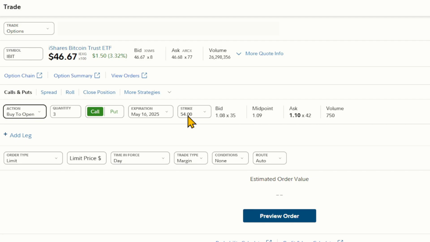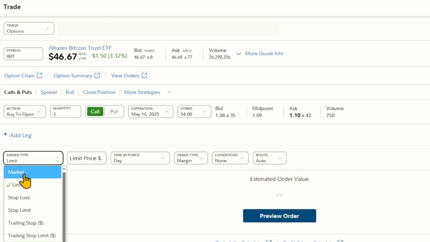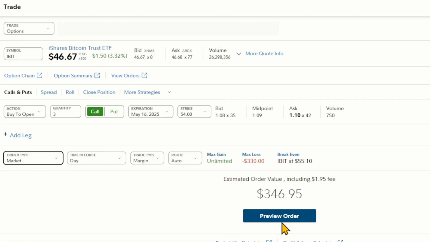And that would be the setup if I was a real big believer in IBIT. I really felt like it was going to catapult over the next few weeks out until May 16th, and I could make a lot of money, right? That's the idea. That's the setup if I'm buying calls, because it only costs me $108 per contract to do that. So, for example, if I set this to a market order and I went to preview the order, this would cost me about $350 to do this trade and own these 3 contracts with the possibility of IBIT increasing in value quickly so that I can make a profit.